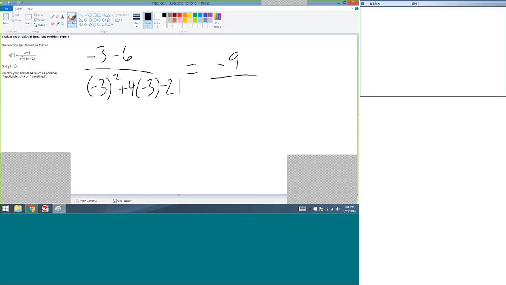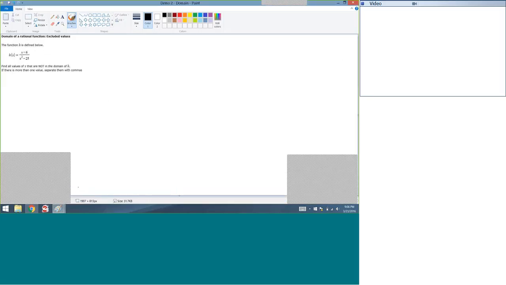Then if we just deal with the exponents in multiplication, we're going to end up with 9 minus 12 minus 21. And if we reduce that down, we should end up with negative 24, which would reduce to 8/3. So, yes. All right. So now let's move on to the next one.